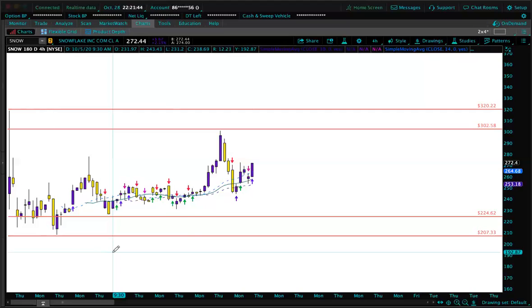From 224, show me the next resistance level. From 207.33, what's the next resistance level? No, from the lines already drawn, we're going to use just those levels right now. From 207.33, what's your next resistance level? The 224? That is correct. And from 224, not using anything in between on the candles, what is your next biggest resistance level? 302.58. Okay, we're getting it.